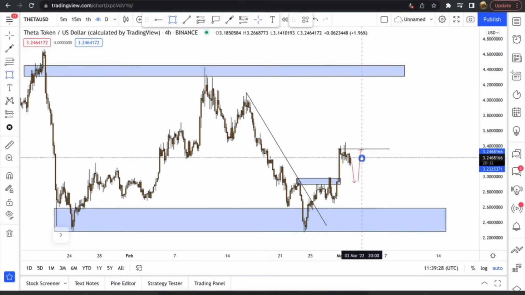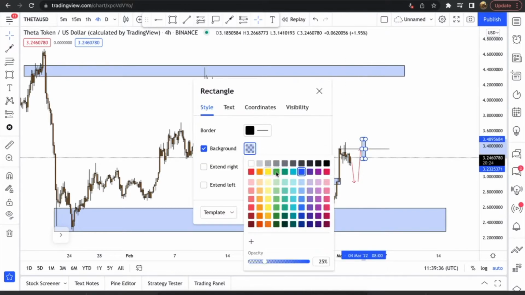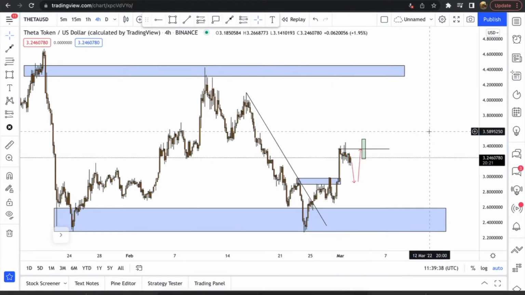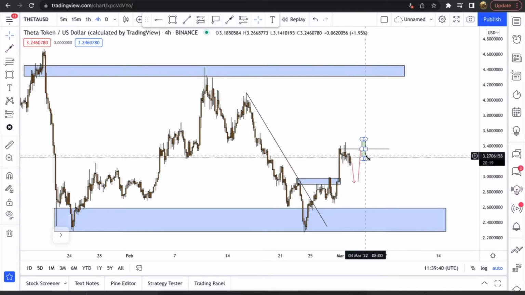What I'd want to see is a break of this level here. Let me just change the colour of this for you, just so it makes it a bit more clear. Let's put a green candle, that'll do. So I'd be looking for the 4H candle to close bullish like that, and then you could be looking for your continuation patterns, double bottoms or your lower low, and then your continuations up on the lower time frame, the 5 minute or 15 minute.